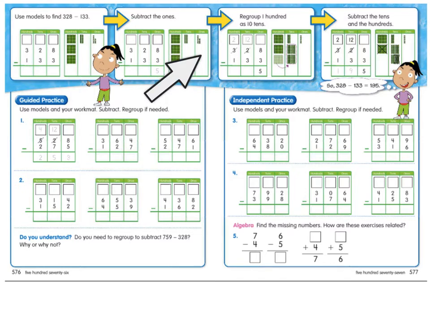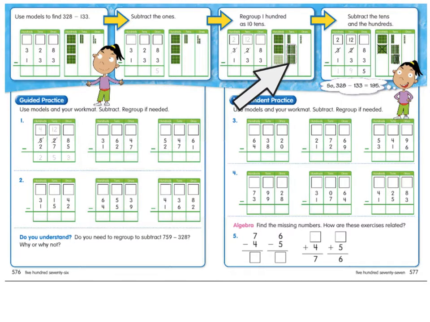If you go to the third box at the top, the next step says regroup 100 as 10 tens. If you look at the models, you'll notice that they were trying to subtract 2 tens minus 3 tens, and there was not enough. So they went over to the hundreds, that faded flat, which is 100. They've broken it into 10 groups of 10 because 10 tens make 100. So now they've placed those 10 tens over here.